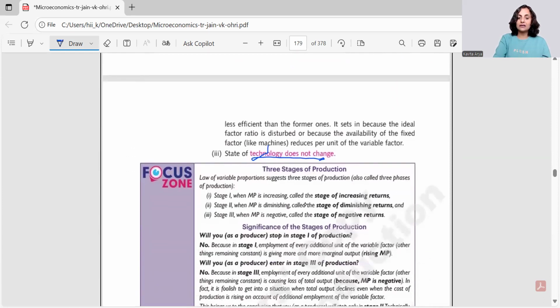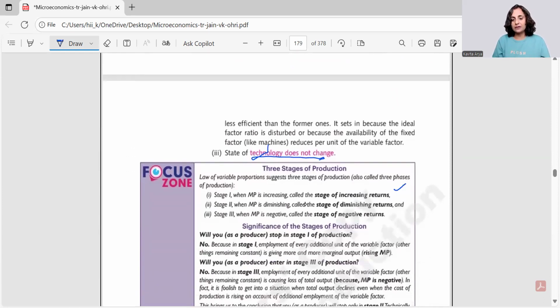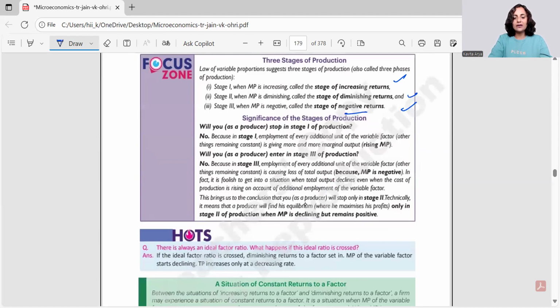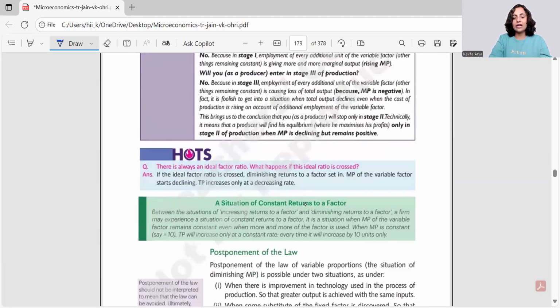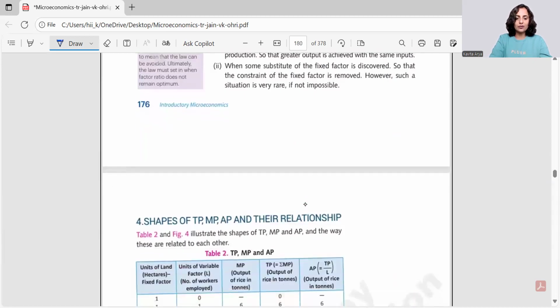So these are the 3 stages being discussed in detail with the help of schedule, curve, assumptions, definition, explanation. And yes, the third stage, the negative stage, is not virtual. This is found in real life as well. Right. So we are done with this. If you have any doubt, any problem, you get back to me.